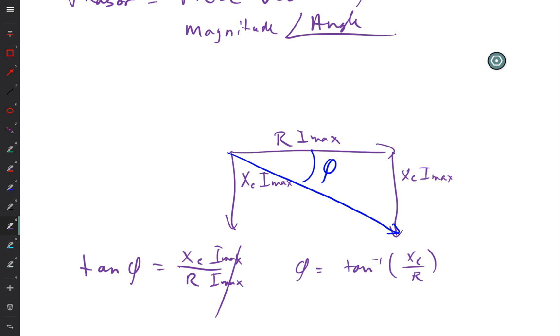So that's what we're going to be doing in lab today. We're going to be making phasor diagrams, these little vector diagrams to show how the voltages add in an RLC circuit, one that has inductors, resistors, and capacitors.